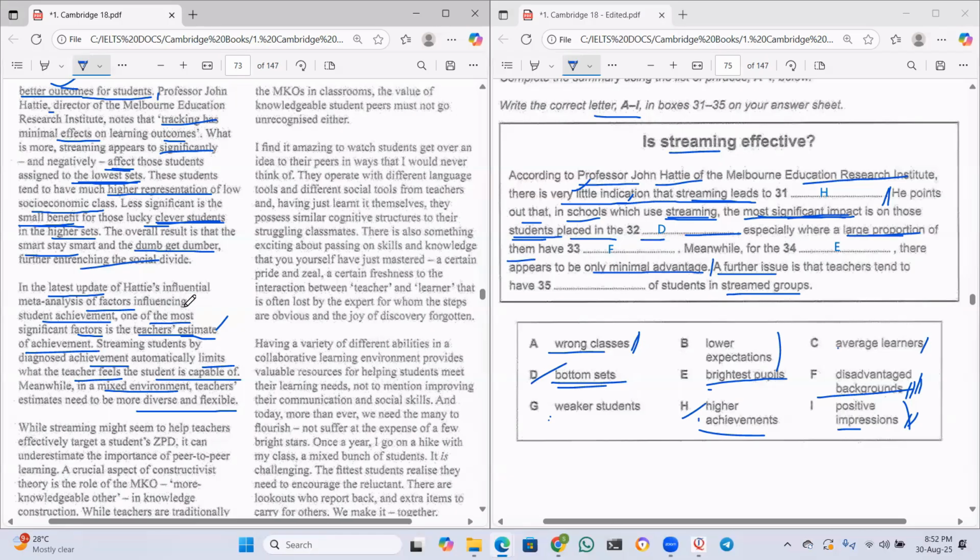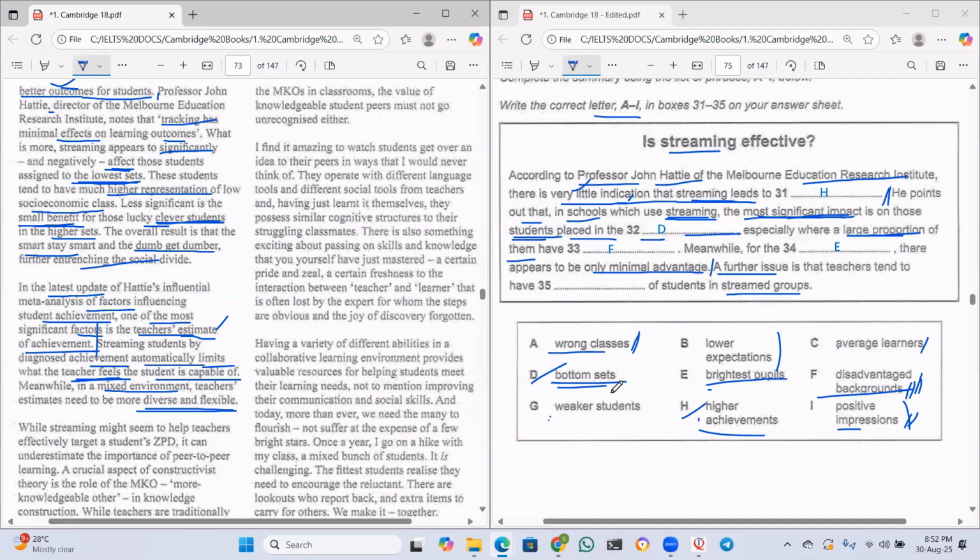So Hattie's influential meta-analysis of factors affecting student achievement says one of the most significant factors is teachers' estimate of achievement. Now, streaming the students by diagnosed achievement automatically limits what the teacher feels the student is capable of. In a mixed environment, it is more diverse and flexible.